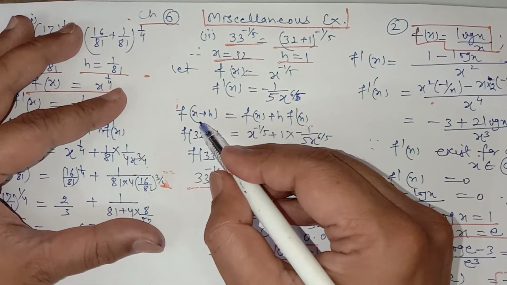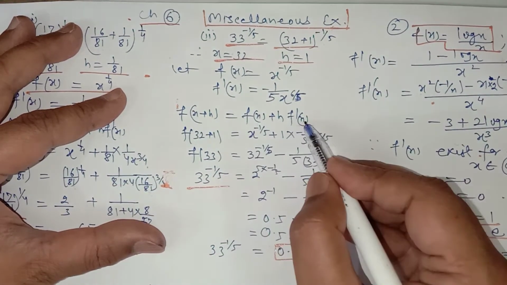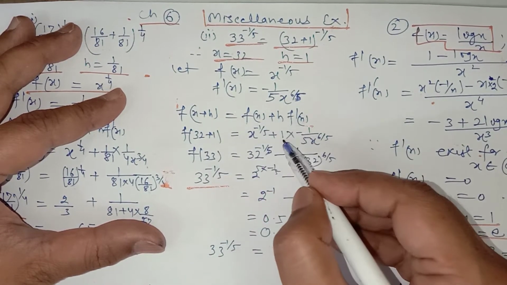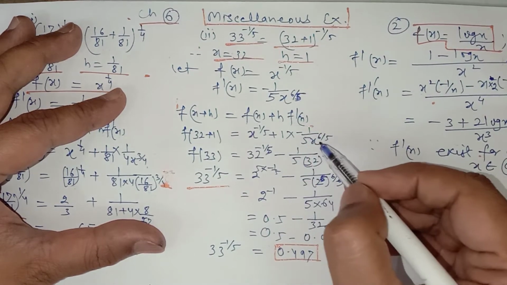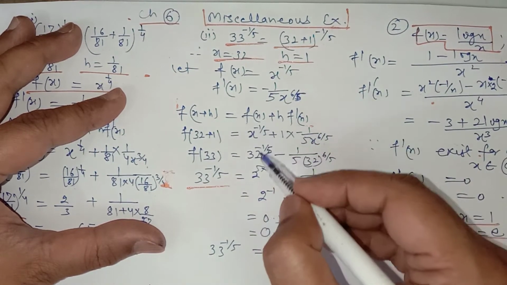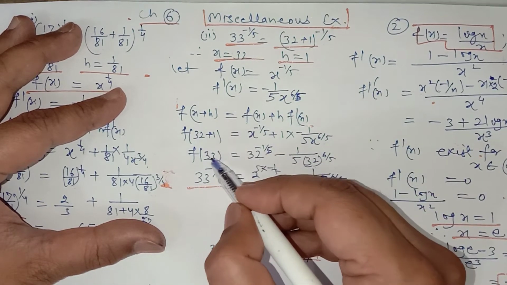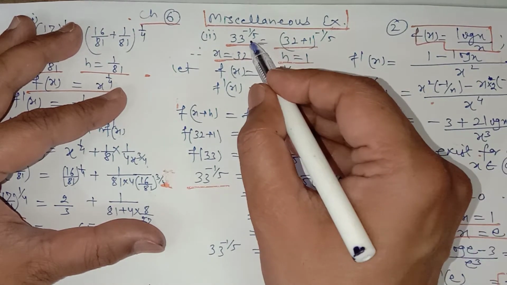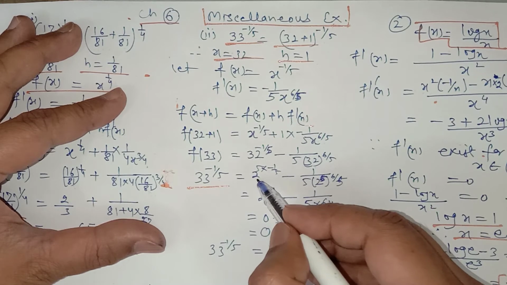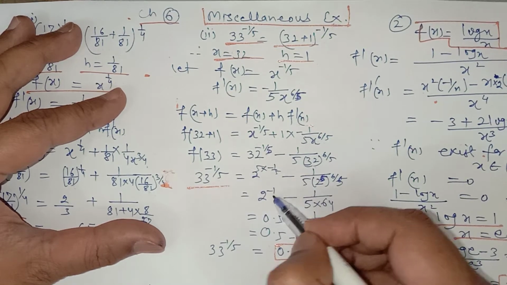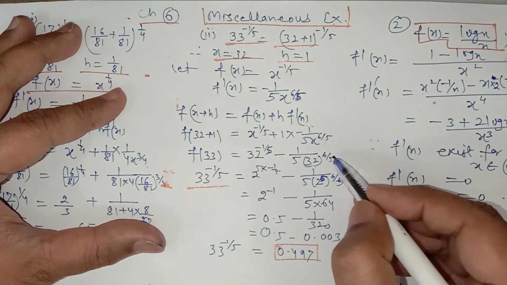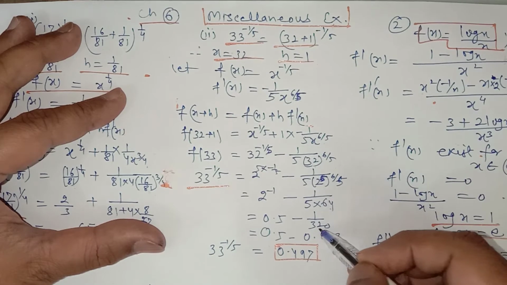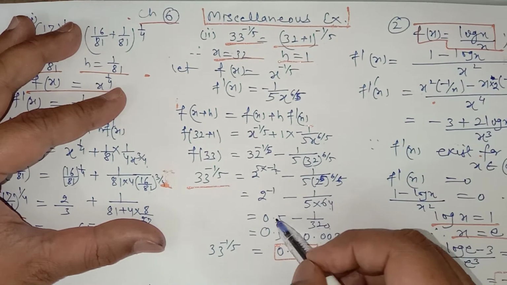As usual, using the formula f(x+h) is equal to f(x) plus h f'(x). x is 32, h is 1, f(x) is x raised to power minus 1 upon 5, h is 1, and the derivative we have already found here. Replace the value of x as 32. 32 plus 1 is 33, f(33) means 33 raised to power minus 1 upon 5. We always keep this on the left hand side. So 2 raised to power 5 cancels out with the power 5, leaving 2 raised to power 6 in the denominator, which is 64. Simplify, 1 upon 320, which is 0.003, and subtract from 0.5.